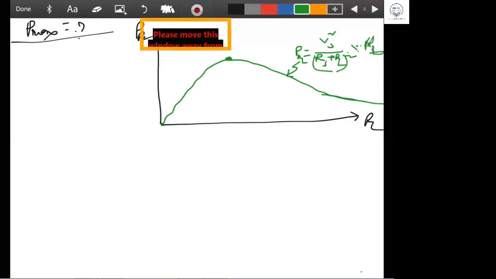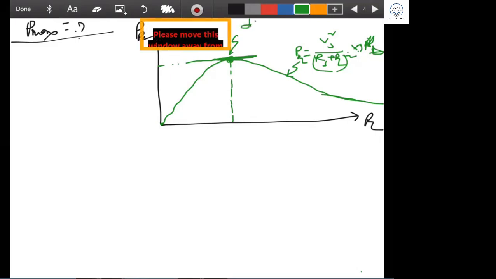Now our main target is to find the maximum peak at this point. What is the maximum peak? If you want to find the maximum peak, then from the maximum-minimum formula you have studied in mathematics, at this point you know that dy/dx equals 0, the slope equals 0.